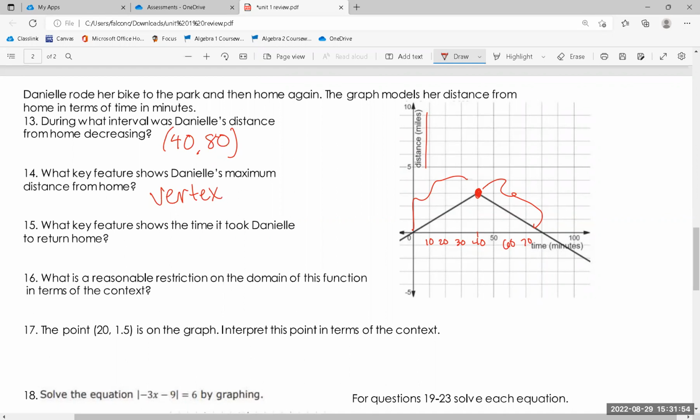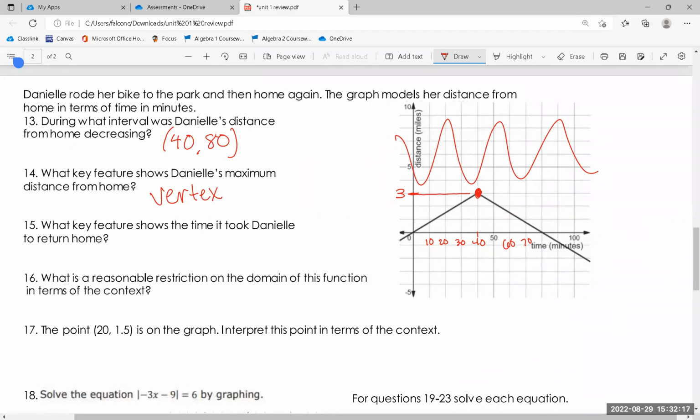And if we want to think about it this way, up here, I'm not getting any more y values above that vertex. So this vertex at this y value, which looks like 3, so 3 miles in this case, that's the furthest she goes from home. We're not getting any more y values above that. So the vertex represents that maximum distance.